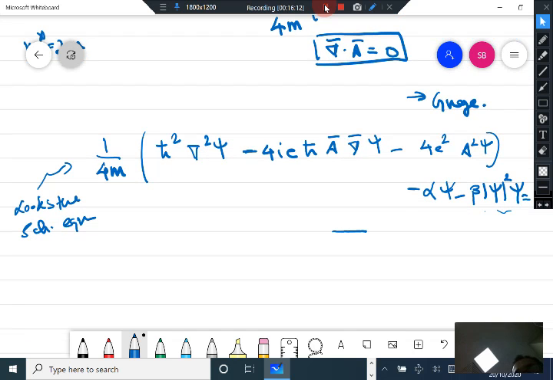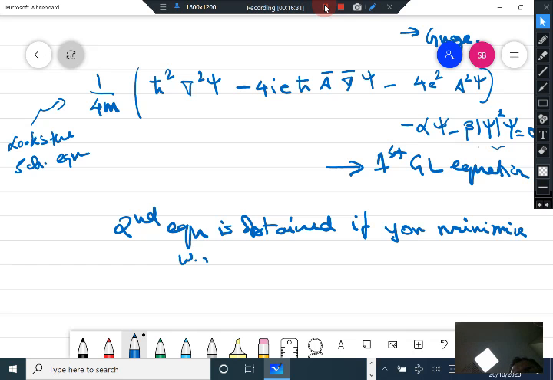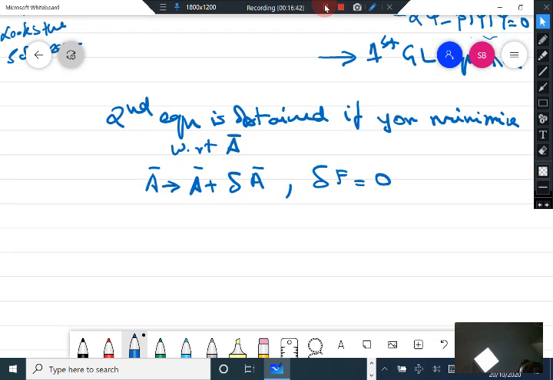This is the first Ginzburg-Landau equation. This is your first GL equation, and the second GL equation is obtained if you minimize with respect to the vector potential A, that is A going to A plus delta A. If you try to minimize, then delta F is equal to 0, the variation has to be 0 at the minima.